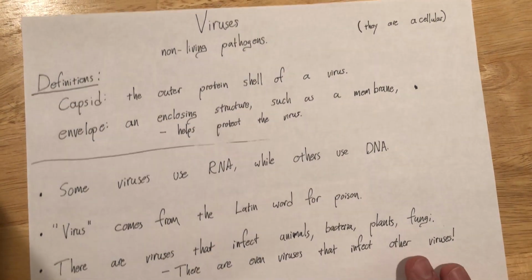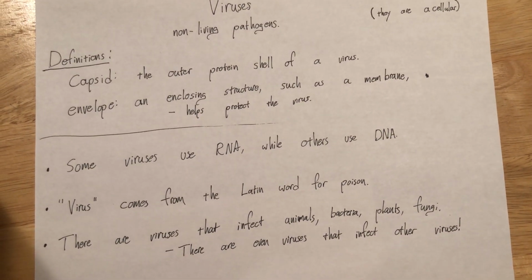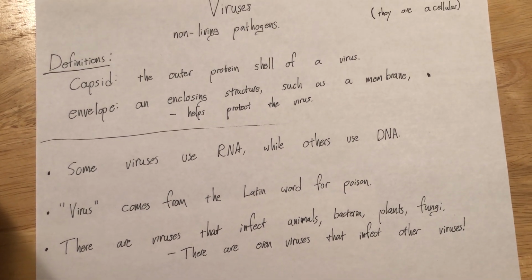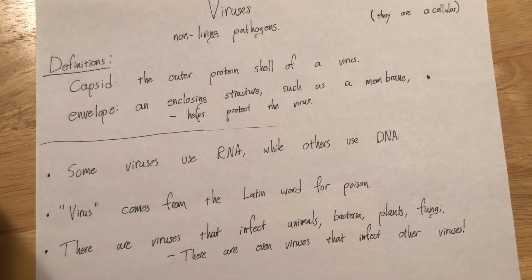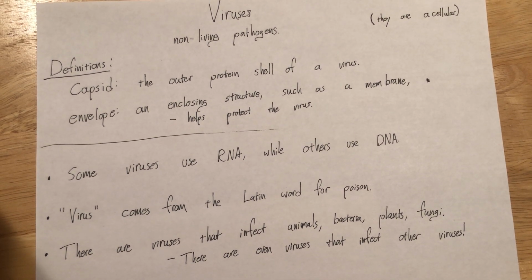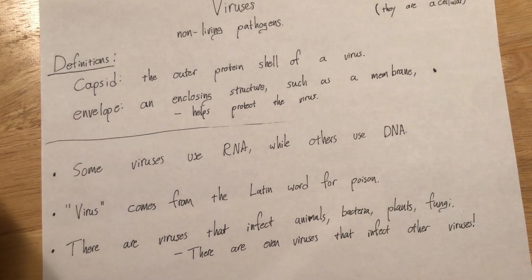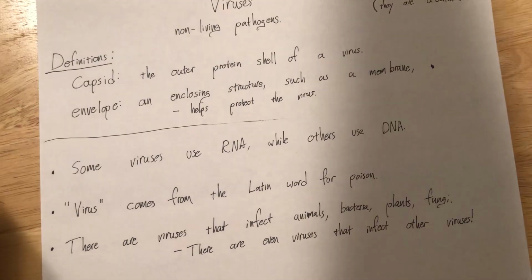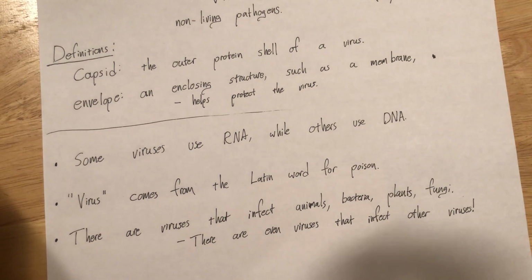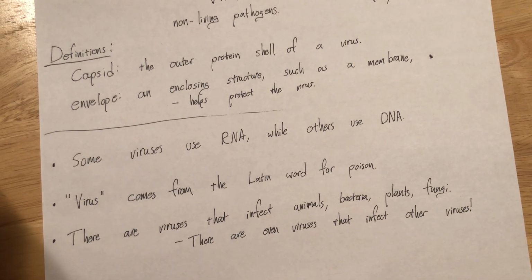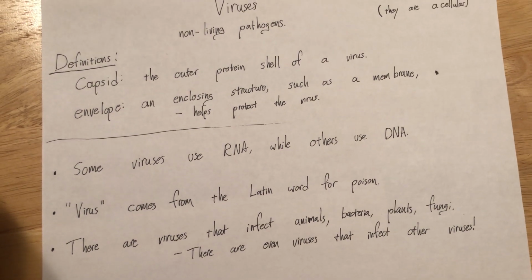Now, just a couple other facts about viruses to get us started. Some viruses use RNA, while others use DNA. This is the primary way that we classify viruses. The word virus itself comes from the Latin word for poison or slimy substance, which is kind of funny. And there are viruses that infect animals, bacteria, plants, fungi. There are even viruses that infect other viruses. So viruses can get pretty weird.